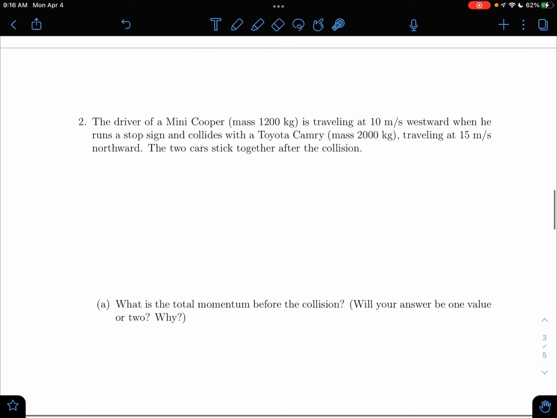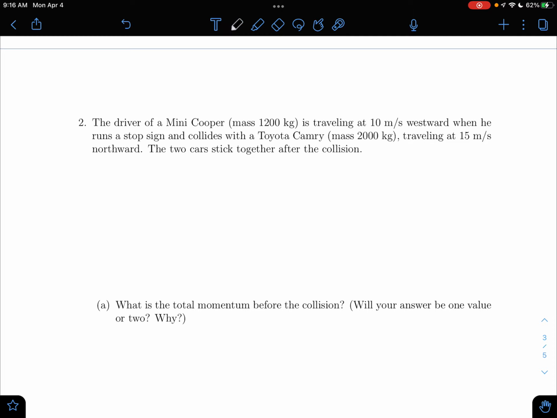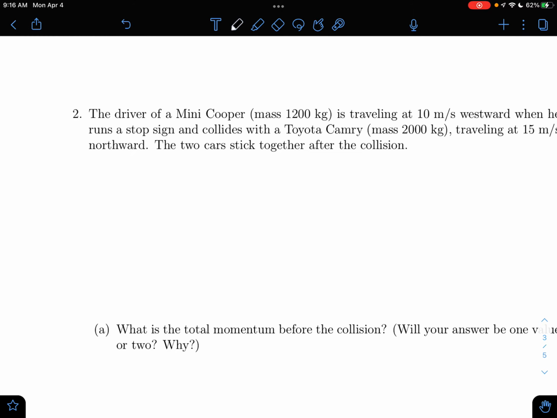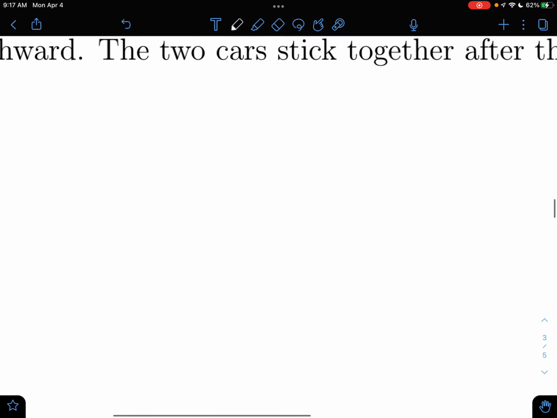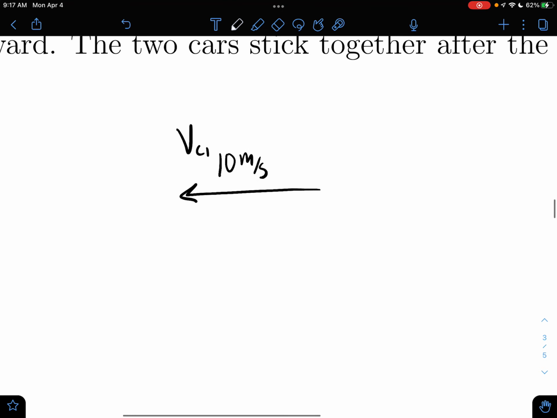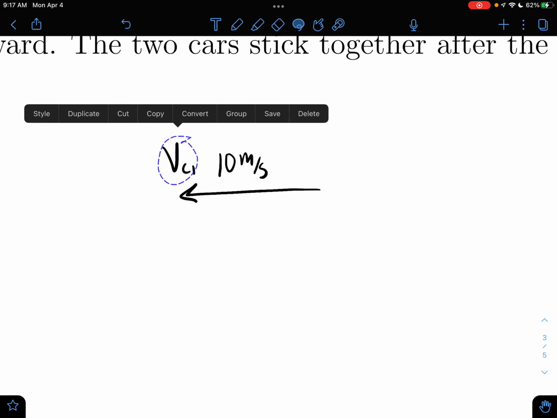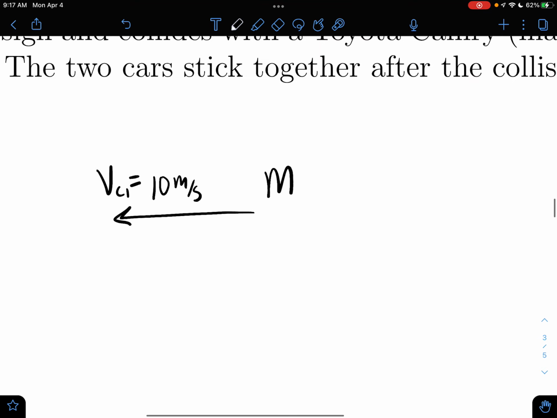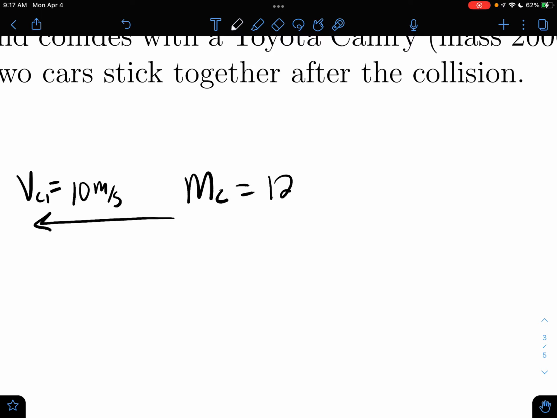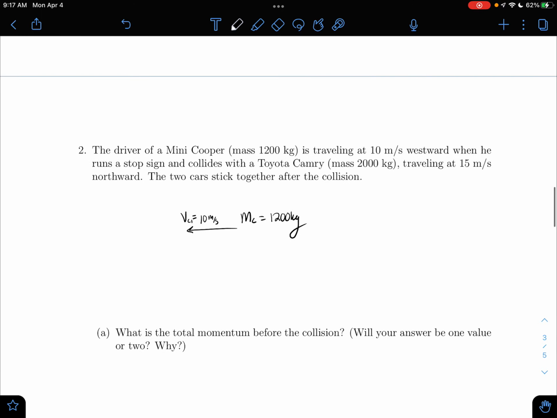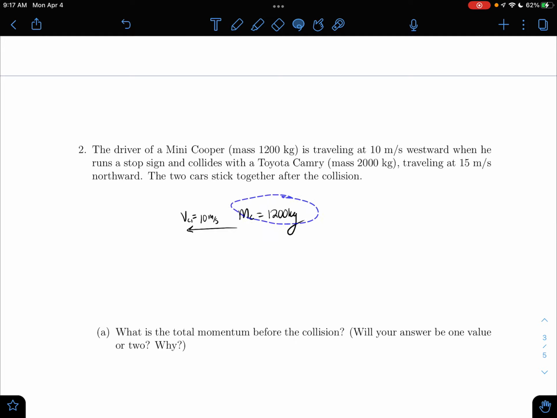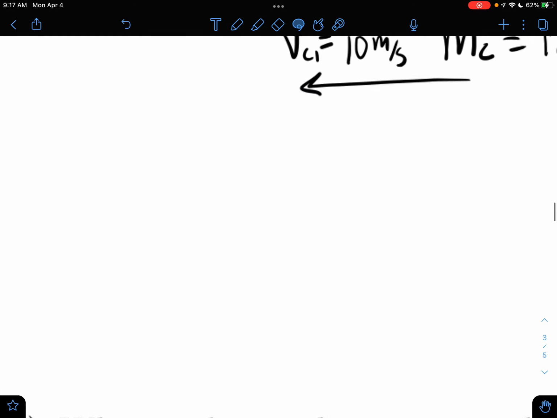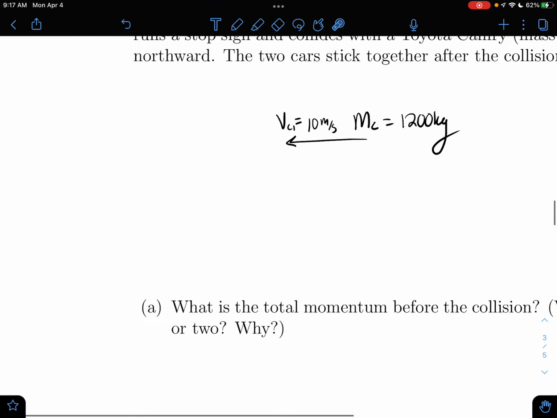All right, now we get to go to two-dimensional momentum, right? So we have a Mini Cooper driving west at 10 meters per second. I'm going to call that VC for velocity of the Cooper, and I'm going to call that VC1 because it's our before picture, right? Take a picture of before. And our mass of our Cooper, I'm just going to call it a Cooper, but we have a mass and a velocity, right? So if we really needed to, which we will eventually, we can get our initial momentum of the Mini Cooper.